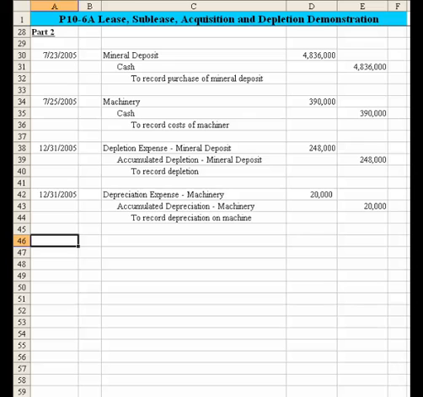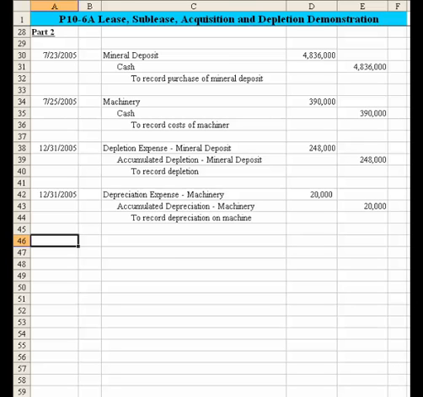Now, there are some differences. They're different in that they apply to different types of long-term assets. So amortization applies to intangible assets where we have a definite useful life. Depletion applies to natural resources. And depreciation, which is by far the most common, applies to plant assets. We can think of those as tangible assets, assets that have actual physical substance.